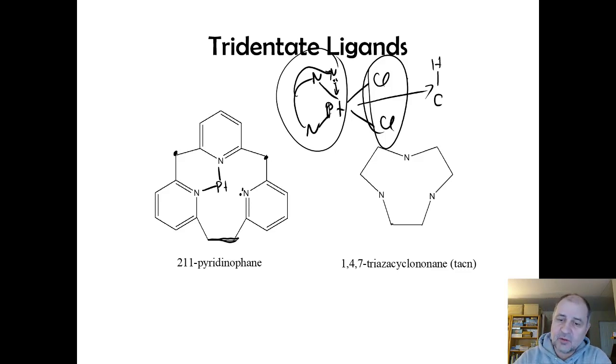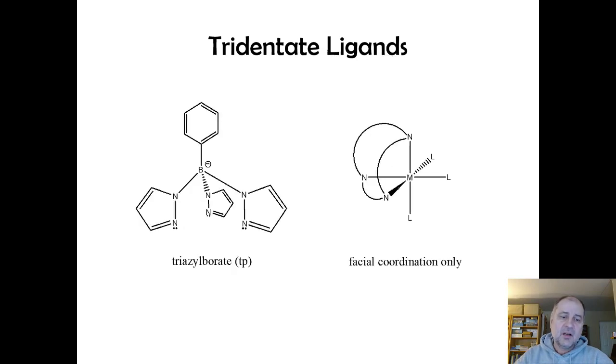This ligand here, 1,4,7-triazacyclononane, has 2, 2, and 2. It also coordinates only on the facial side if we are talking about octahedrons. So that's just another example of a tridentate ligand that's tethered. The tris(pyrazolyl)borate is another one of those that is confined to these 1, 2, 3 points of attachment. So for an octahedron, it has to go facial, shown here on the right.